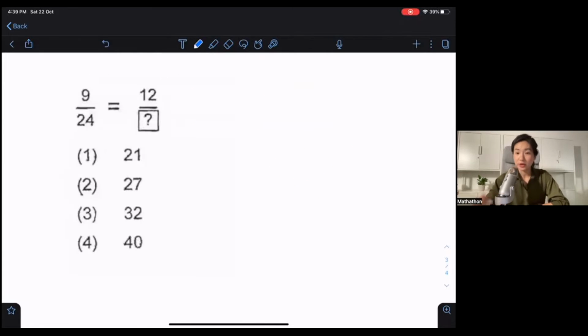Now the next question that we have here is on equivalent fractions. Nothing difficult. We just have to make sure that we multiply them equivalently. So here, you notice, from 9 to 12, I do not have a number that I can multiply immediately to get to 12. What I will do is to reduce 9 out of 24 first and see what is the lowest term that I can get. In fact, I'm going to divide by 3, top and bottom, and I will get 3 out of 8.